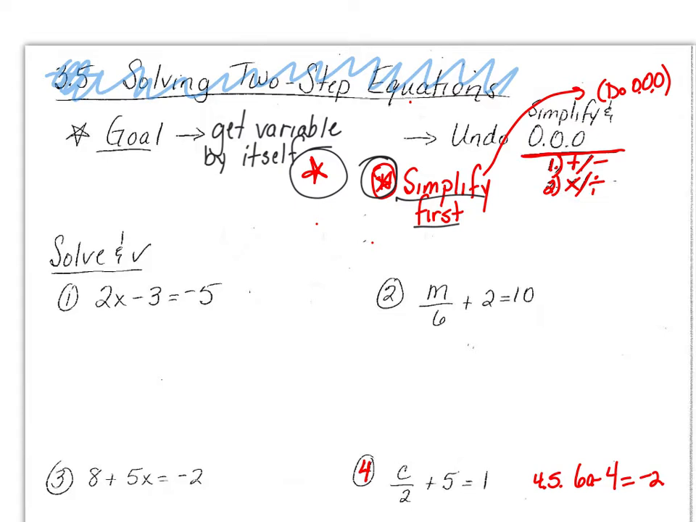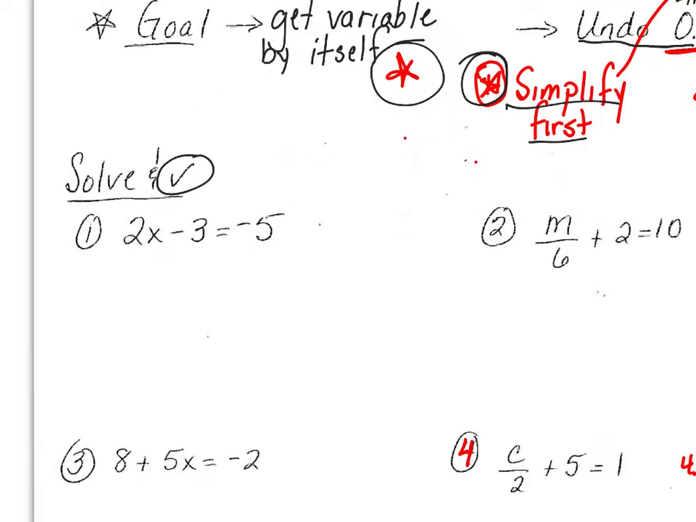Then we undo the order of operations. So we're going to undo any adding or subtracting and undo any multiplying or dividing. First thing I want to ask you is, can you combine 2x minus 3? No. So there's nothing that we can simplify.